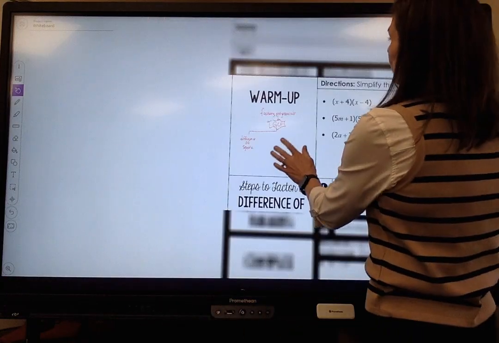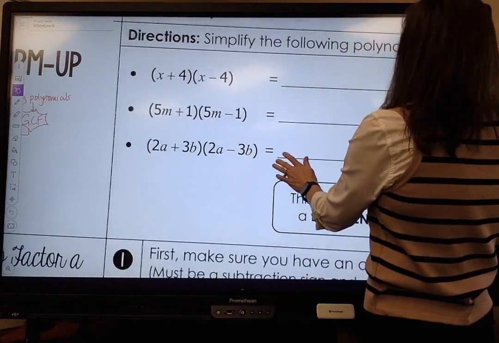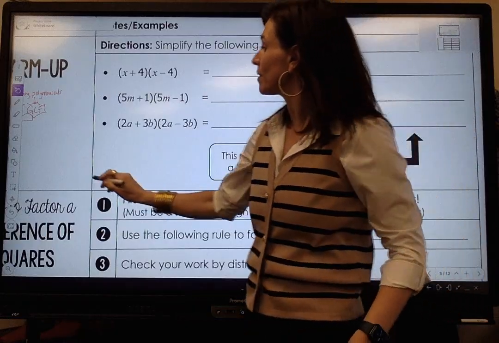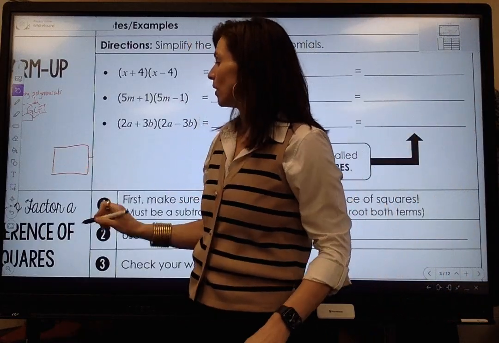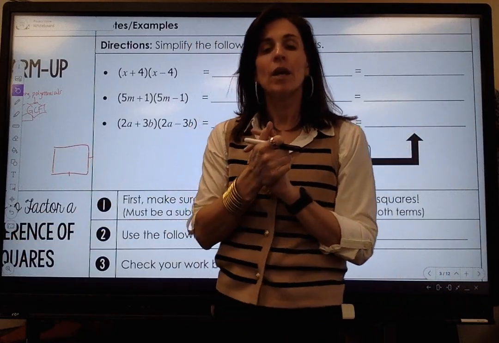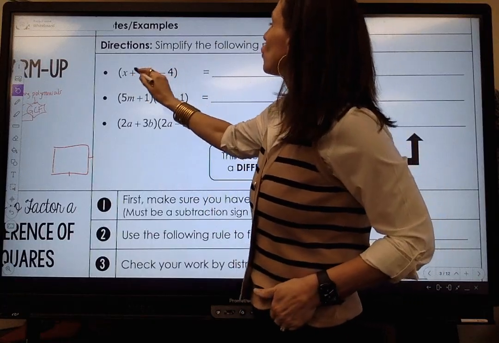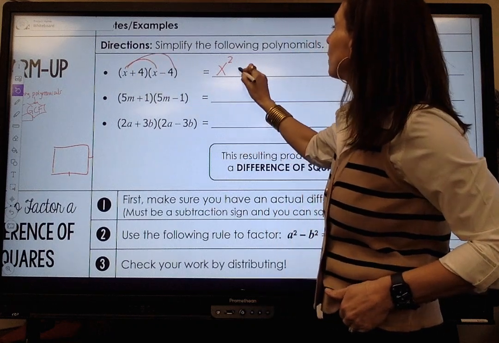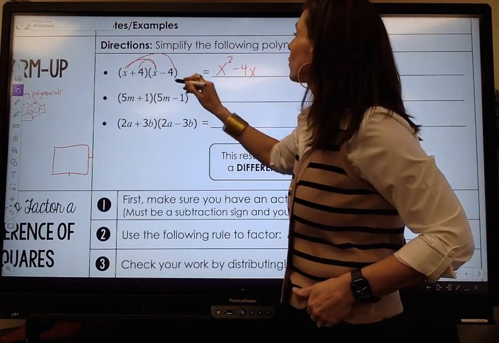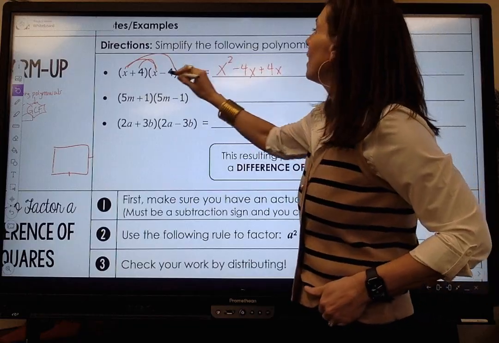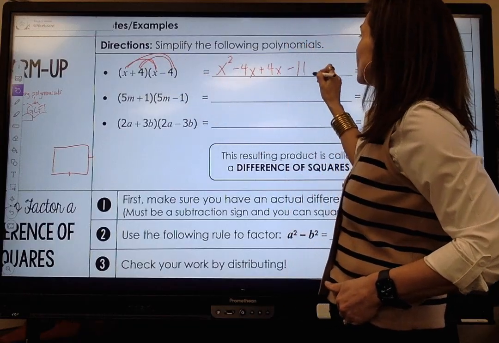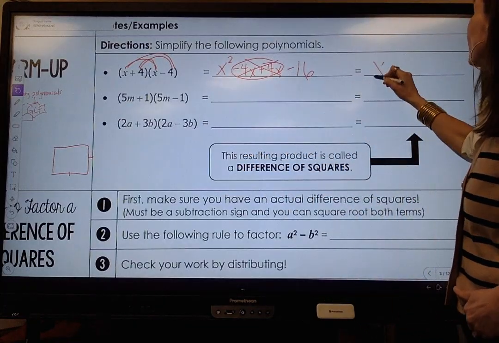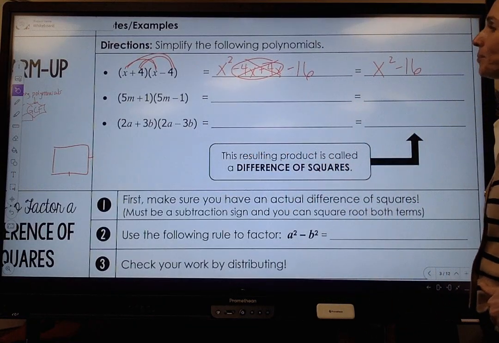Okay, so we're going to talk about this. Remember what a square is. A square means they have the same length and width, right? Same length and width. So in here, if I were to distribute, x times x is x squared, x times negative 4 is negative 4x, 4 times x is 4x, and 4 times negative 4 is negative 16. These guys cancel out, so you are left with x squared minus 16.